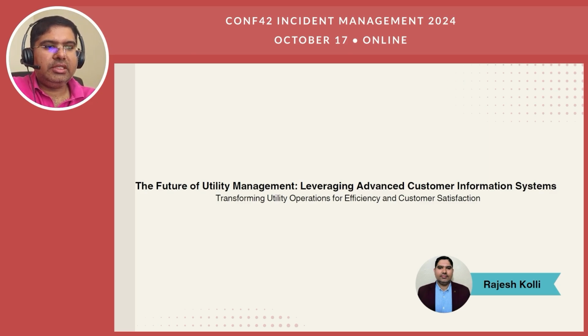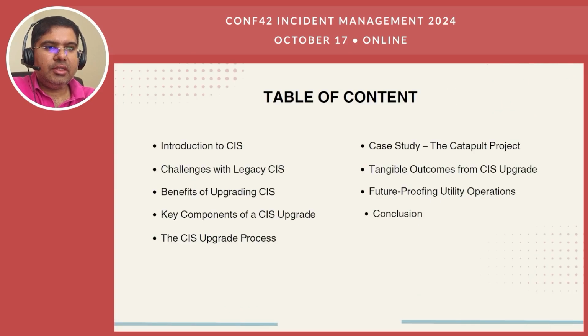So here it's mostly related to the utilities industry, but we're trying to discuss more about the technologies that we used for this conference. So here is the table of contents that we are going to discuss. This is all about the introduction to CIS, challenges with the legacy CIS system, the benefits of upgrading the CIS system, the key components of a CIS upgrade, and the whole CIS upgrade process, how it can be done.